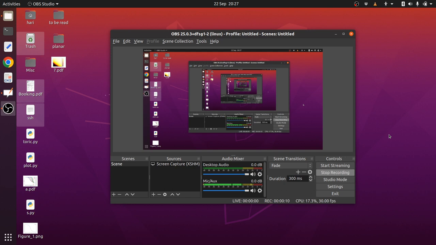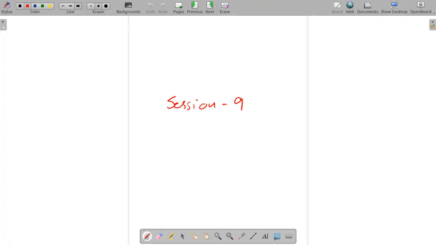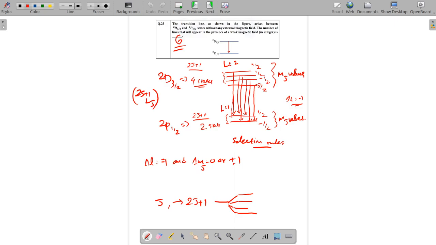Last session we were discussing GATE 2021 part 2. So, in this session we will be continuing with the 2021. This is the ninth session and the third session on the 2021 question paper. So, this was the last question we were discussing, when you apply a magnetic field, the splitting of the spectrum.